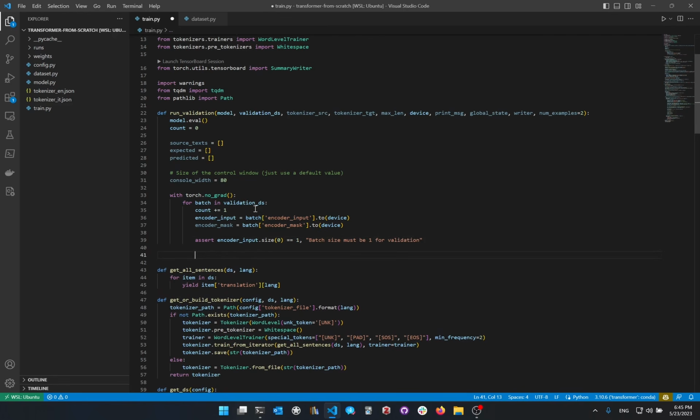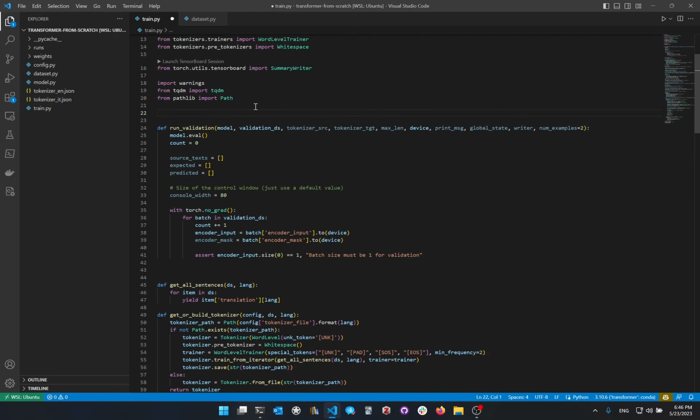So as you remember, when we want to inference the model, we need to calculate the encoder output only once and reuse it for every token that the model will output from the decoder. So let's create another function that will run the greedy decoding on our model, and we will see that it will run the encoder only once. So let's call this function greedy decode.